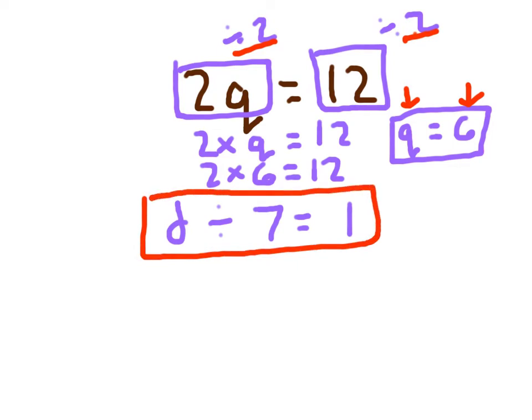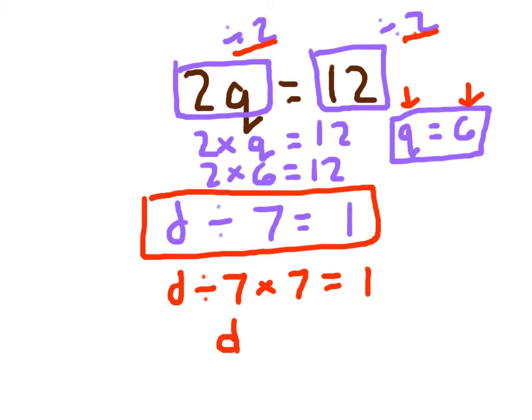Some number divided by 7, and the inverse operation of division is multiplication. If we divided a number by 7, we would have to multiply that number by 7 to get that same number again. So d divided by 7 times 7 just equals d again.